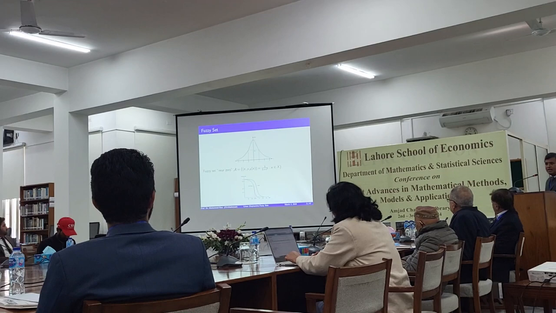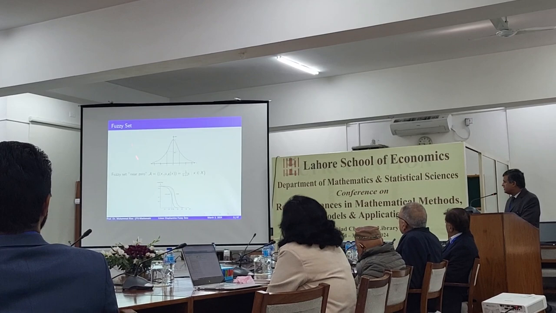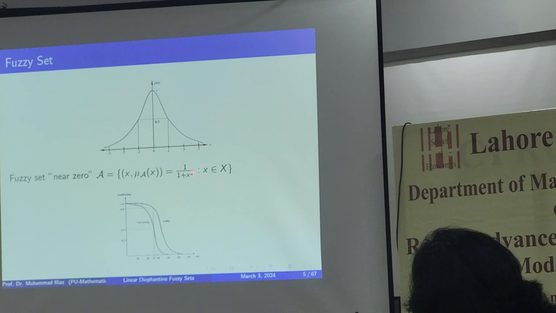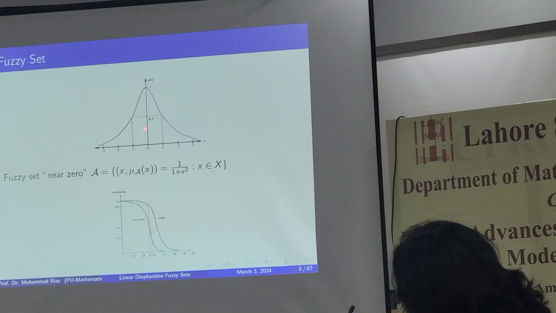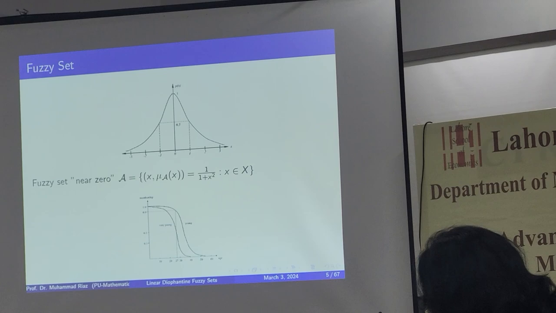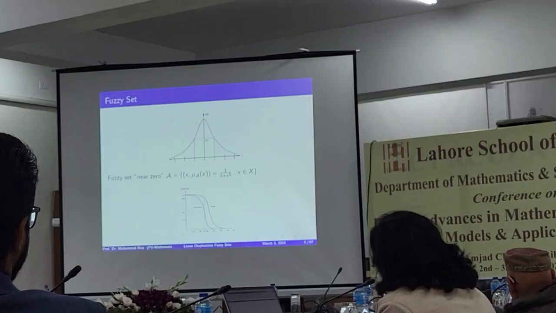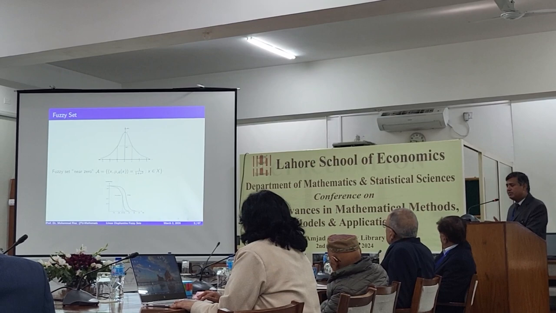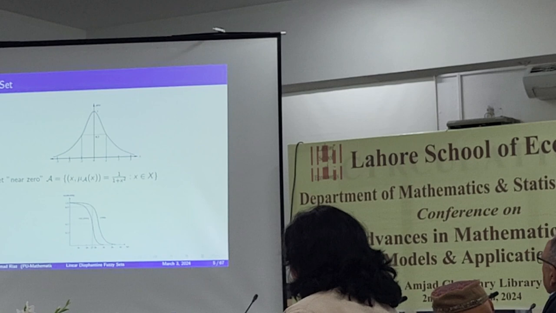And we say this is a fuzzy set near zero. An element which is near zero will get higher membership. For example, if we put zero in this function, we get 1. It means zero has the highest membership grade 1, and any number which is near 0, positive or negative, will get a high membership grade, and for numbers which go far from the origin, the membership will decrease.